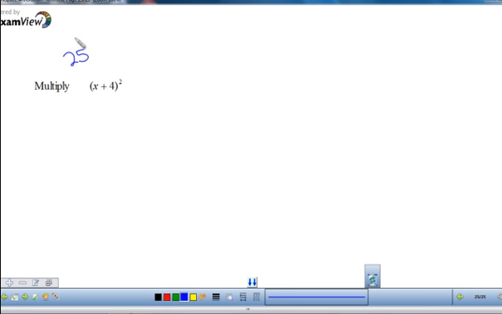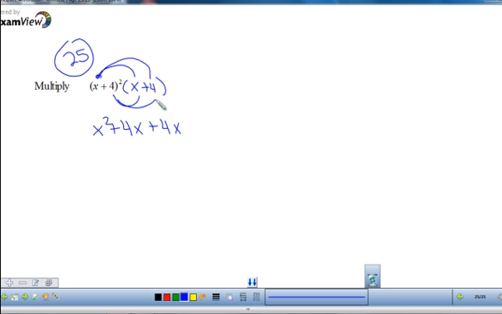Okay. 25 says multiply. So x plus 4 squared. So the square means I need to write it twice. So start with the x and multiply it times x. So x times x is x squared. X times 4 is 4x. 4 times x, again 4x. And 4 times 4 is 16. So if you look at your middle term, that gives you 8x. Bring down the 16 and bring down your x squared.